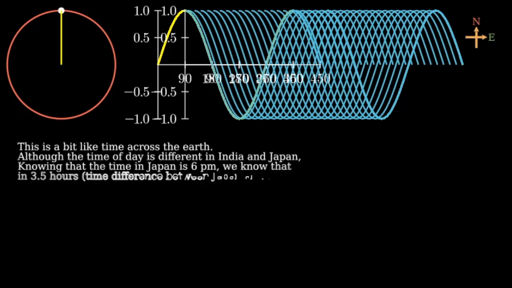This is a bit like time across the earth. Although the time is different in India and, say, Japan, knowing that the time in Japan is 6 p.m., we know that in 3.5 hours, which is the time difference between Japan and India, it will be 6 p.m. in India.